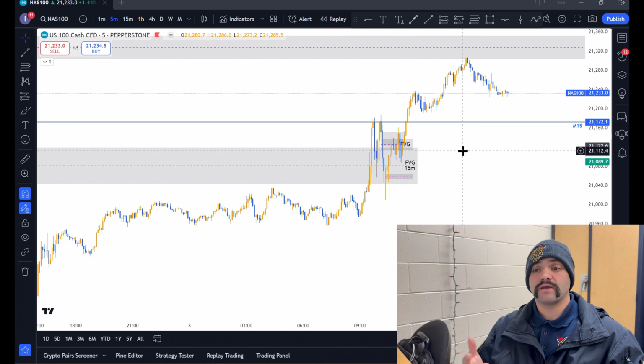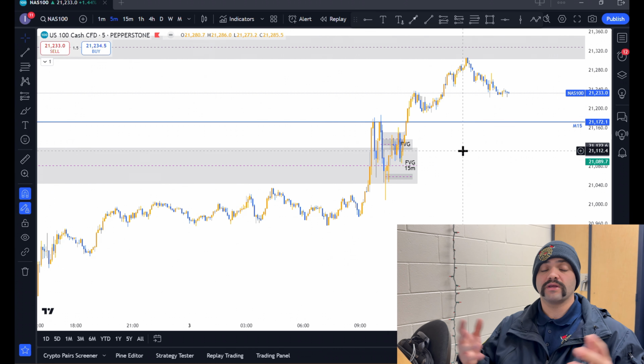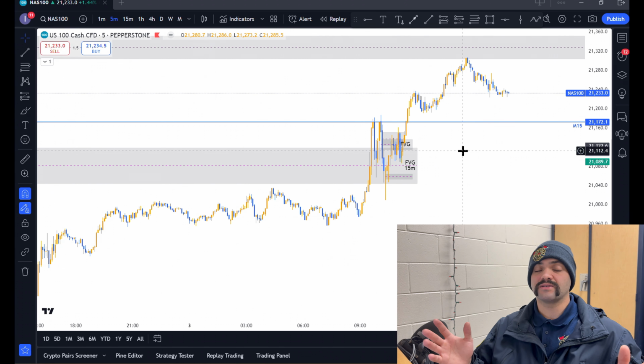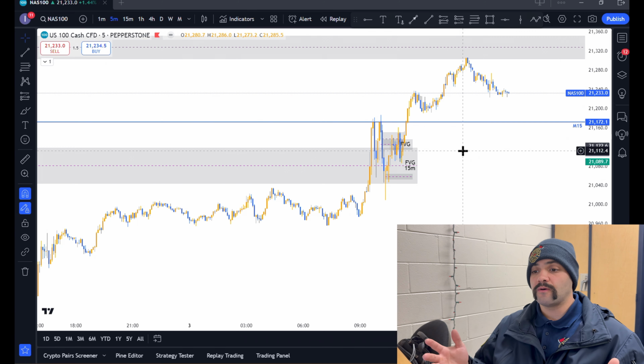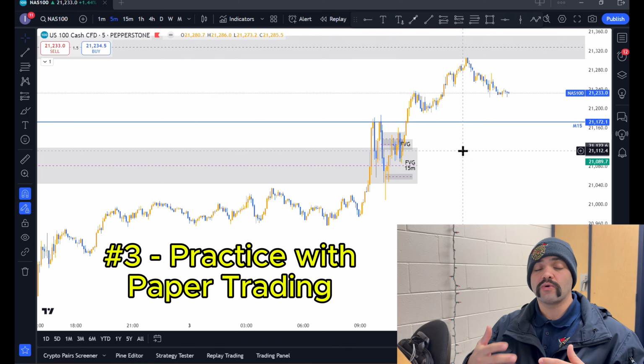And paper trading is simulated trading. It's practice trading. It's video game trading. You can have $1 million in paper trading and it's all fake. It's like GTA trading. So that's my third thing, is knowing how to paper trade.